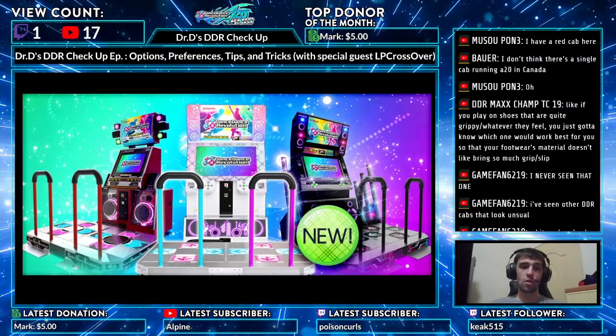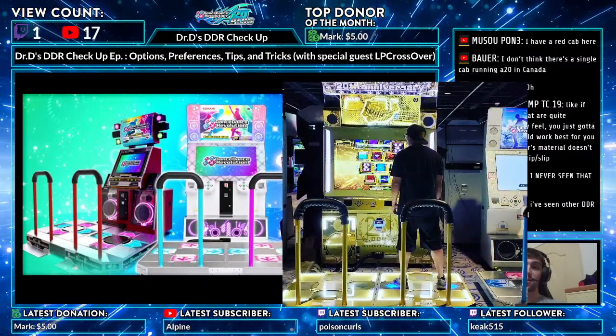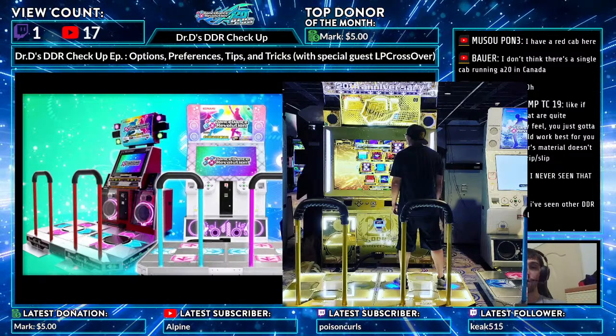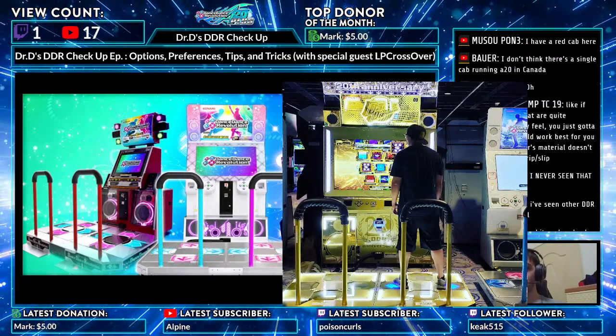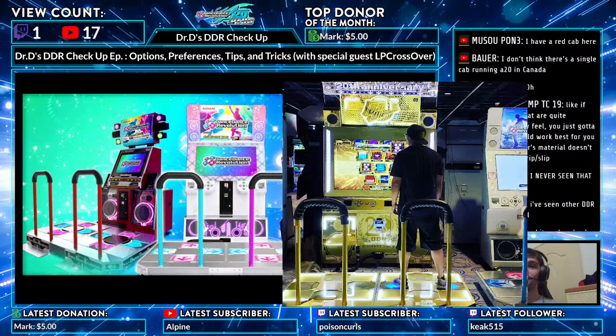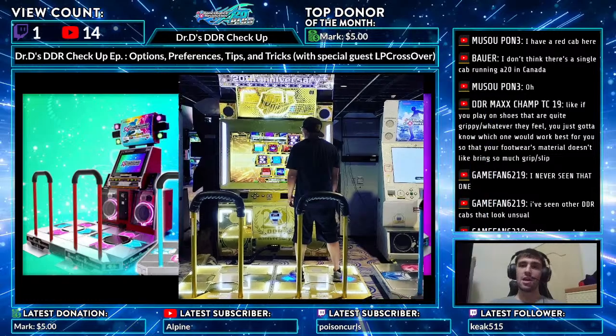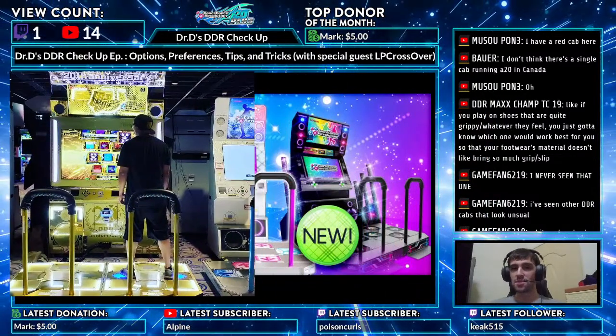Between the gold and the white, considering most people have access to it, there's a slanted monitor for the white cab, which doesn't exist in the gold. There's a bigger screen on the gold that doesn't exist on the white. There's LEDs. There are some small, minute changes, but the timing is really what it comes down to.